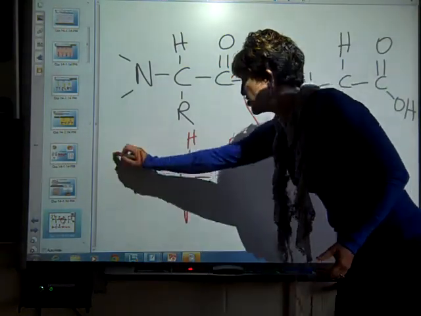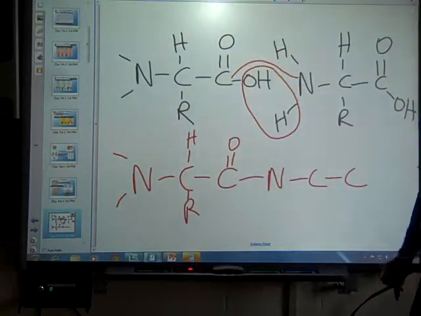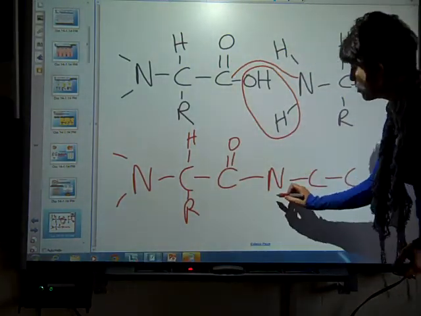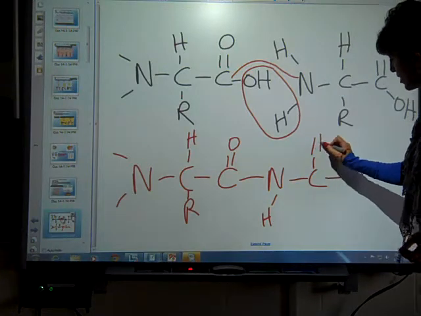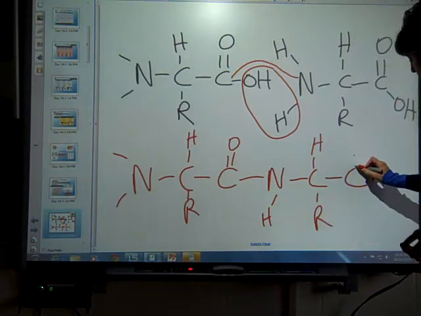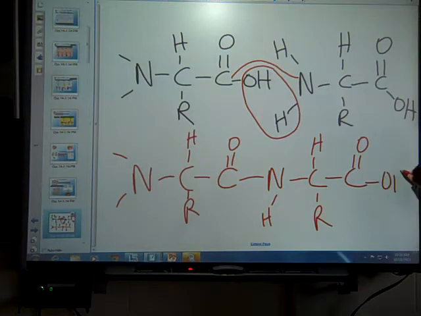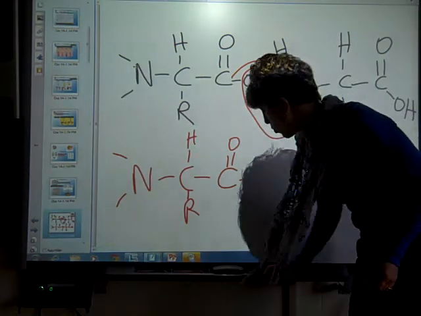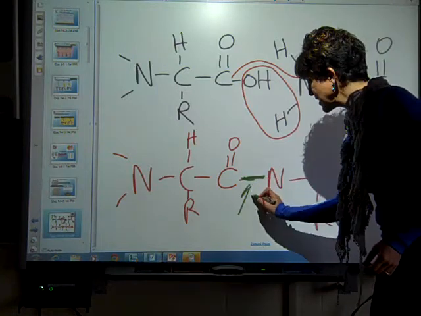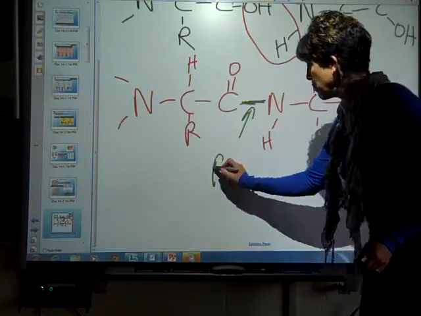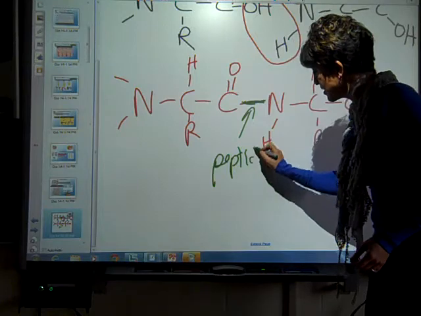This is still going to have a side chain. This is still going to have its two H's. This nitrogen only has one H now. This has an H and an R. This has a double bonded O and an OH. All right, my one unique new bond is right here. That is called a peptide bond.